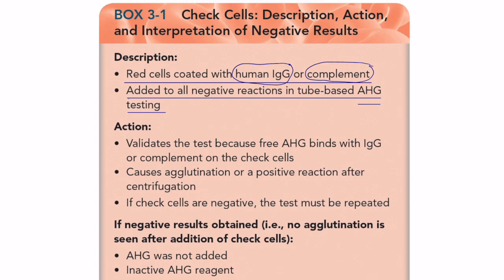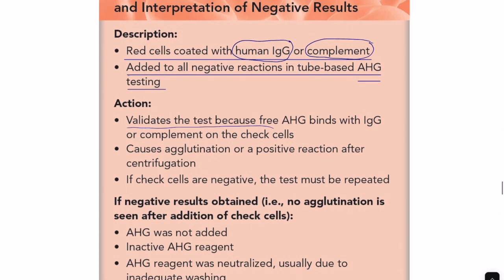And what does it do? It validates the test, because if there was any free AHG, it's going to bind with those cells and it'll give us at least a 2+ reaction. It causes that agglutination. Now, the problem is if when we add our check cells, they're negative, we've got to repeat the test because that is an invalid test.